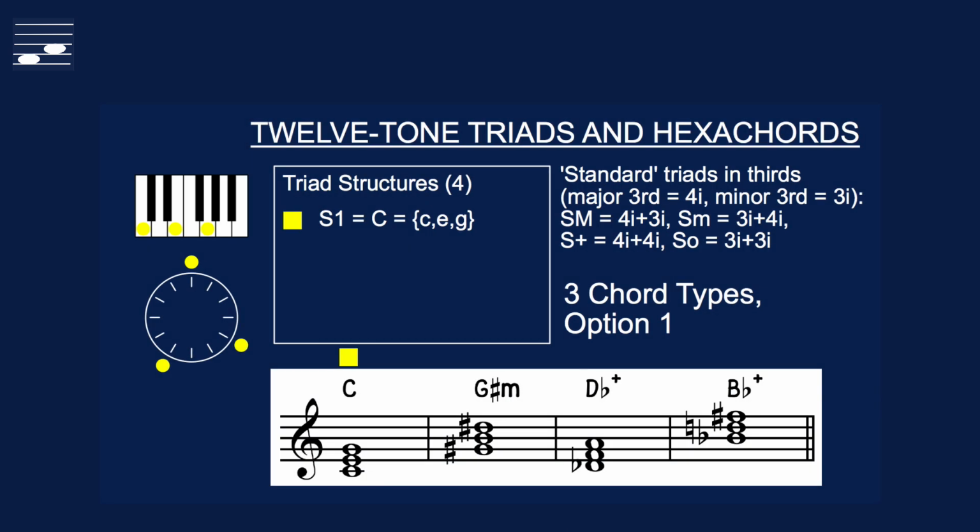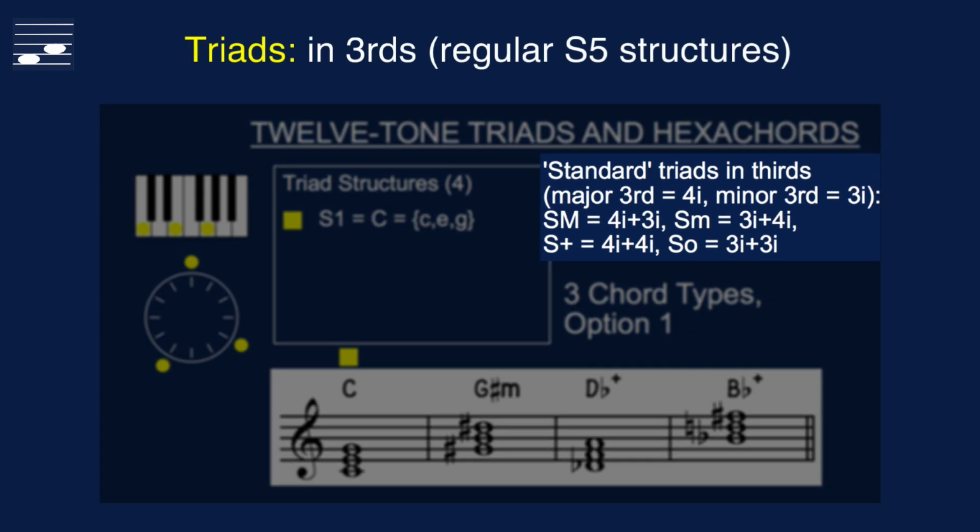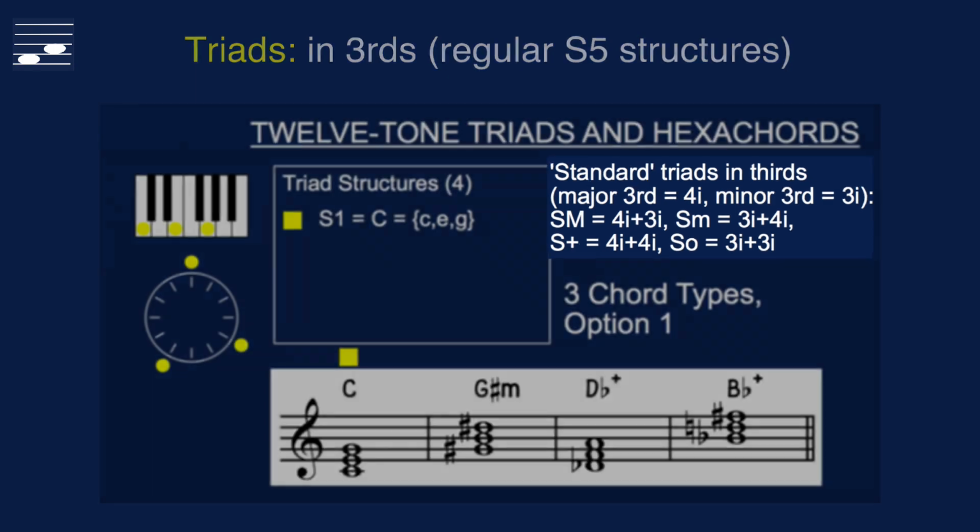Here's a diagram that illustrates finding sets of 4 triads that cover all 12 pitch classes. For the moment, we'll limit ourselves to the standard triads in thirds, that is, triads that contain minor and/or major thirds, intervals of 3 or 4 semitones. So, we are considering the major, minor, augmented and diminished triad types.